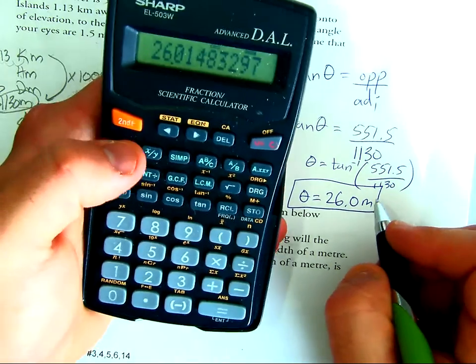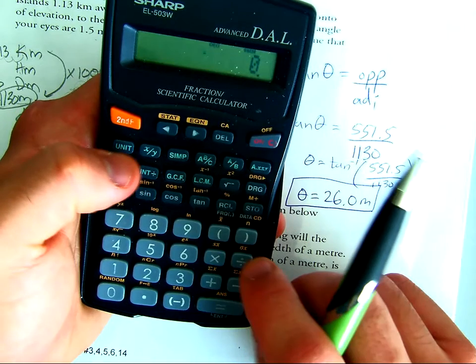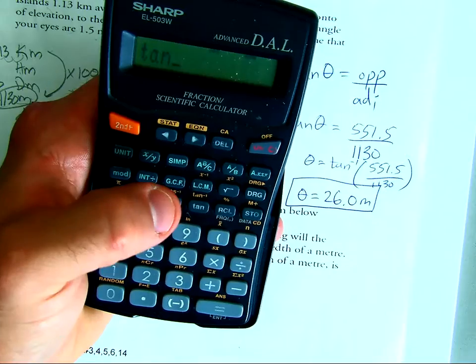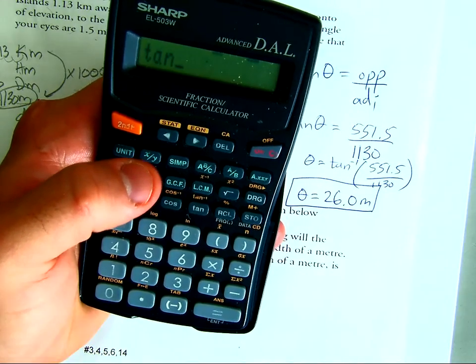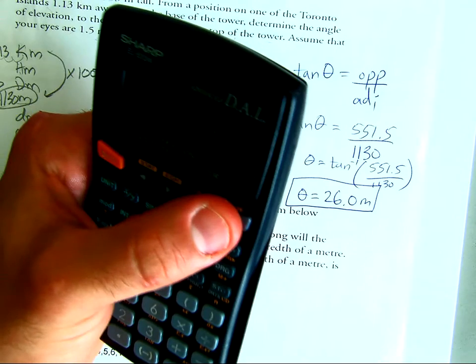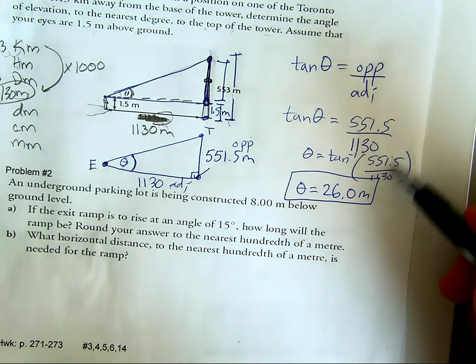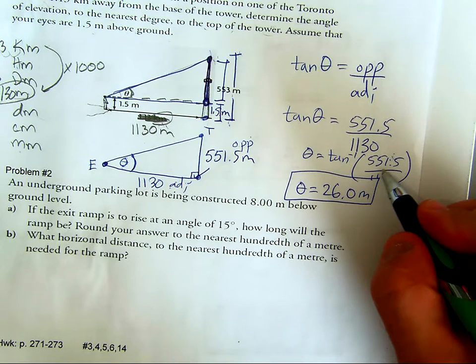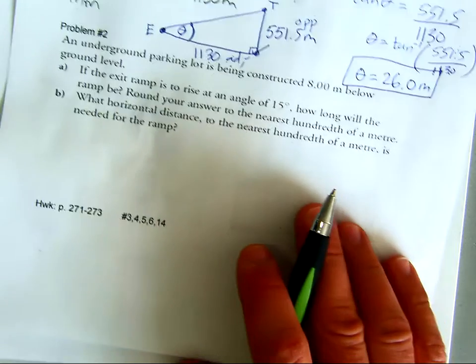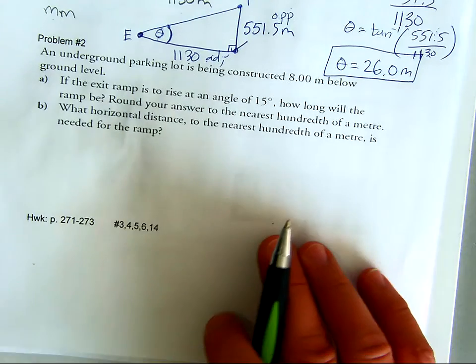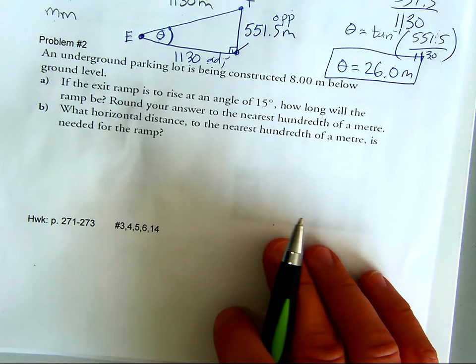Okay? If you have a calculator number 2 where you press the button tan and the word tan doesn't show up on your calculator, then you have a calculator 2. What you're going to have to do is press these numbers first, this divided by this equals, then press second function tan. So know how to use your calculator. So when we're looking for an angle, we're using inverse tan. Let's take a look at the second problem here.